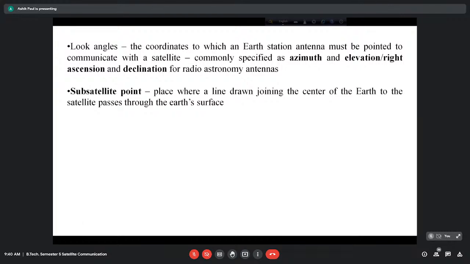Now, there is another definition which we should know, which is known as the subsatellite point. The formal definition of this subsatellite point is that if you join the center of the Earth with the satellite, then the point on the surface of the Earth through which that line passes is known as the subsatellite point.